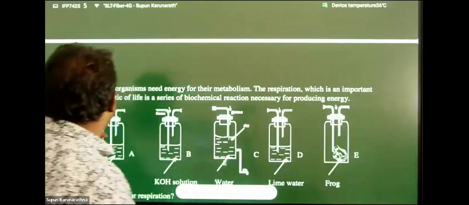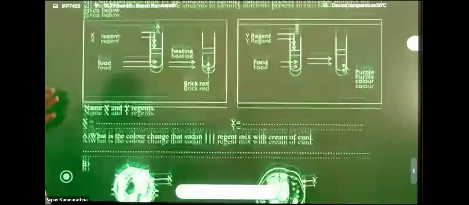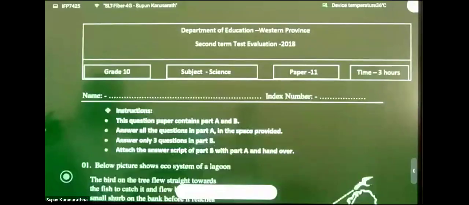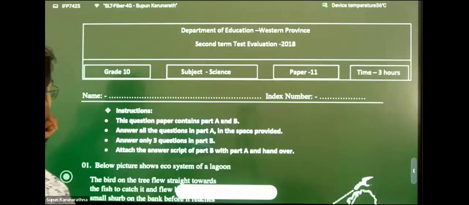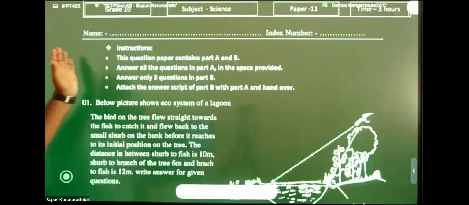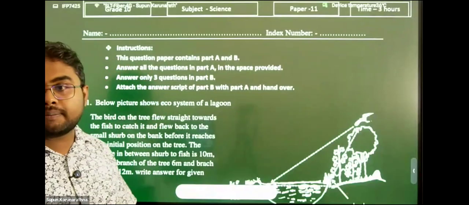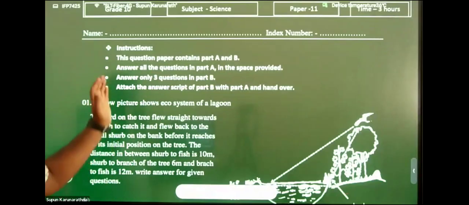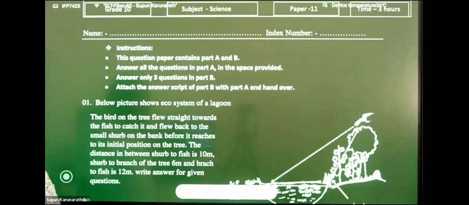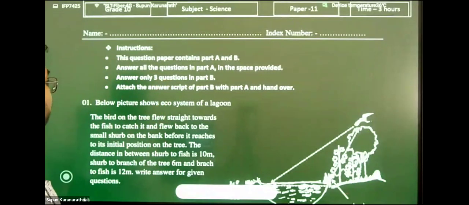I explained that, so now let's come to our paper. I think you have all done the paper, as I shared it earlier. The first page has some instructions. This question paper contains part A and part B. Read that: answer all questions in part A in the space provided. Answer only 3 questions in part B.